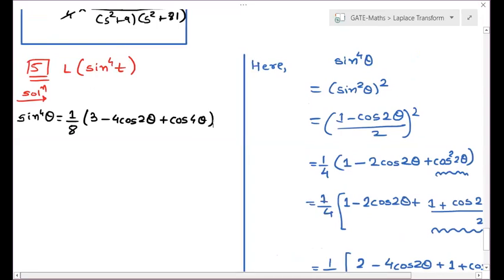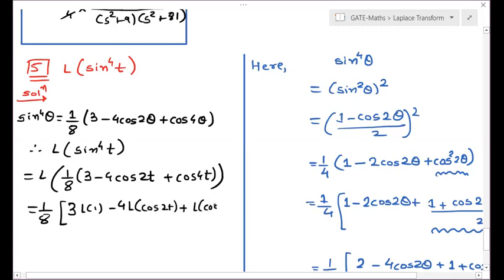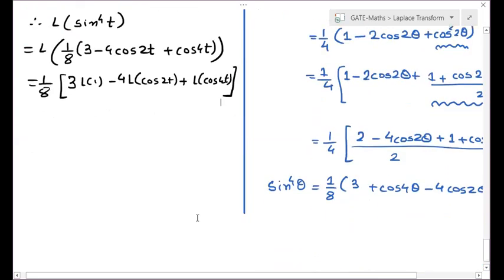So this can be written as Laplace of sin to the power 4t will become Laplace of 1 by 8, 3 minus 4 cos 2t plus cos 4t. Now it is easy, right? So we'll apply Laplace to each and every term. 1 by 8 is constant over here. 3 Laplace of 1 minus 4 Laplace of cos 2t plus Laplace of cos 4t. So what is the formula of Laplace of cos at? S divided by s square plus a square.